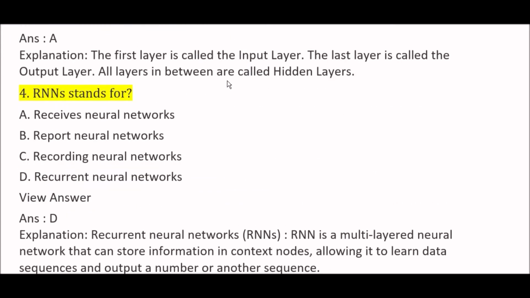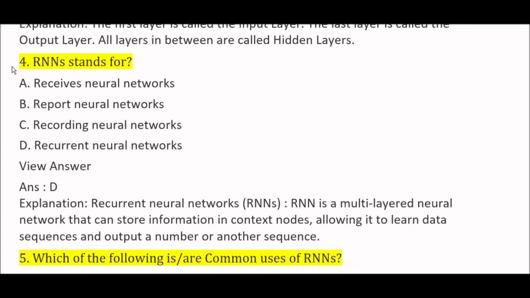Next question. RNN stands for option A receives neural networks, option B report neural networks, option C recording neural networks, option D recurrent neural networks. Right answer here is option D, recurrent neural networks. RNN stands for recurrent neural networks and RNN is a multi-layered neural network that can store information in context nodes, allowing it to learn data sequences and output a number or another sequence. So right answer here is option D, recurrent neural networks.